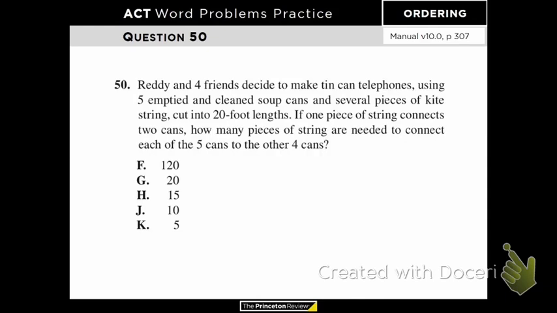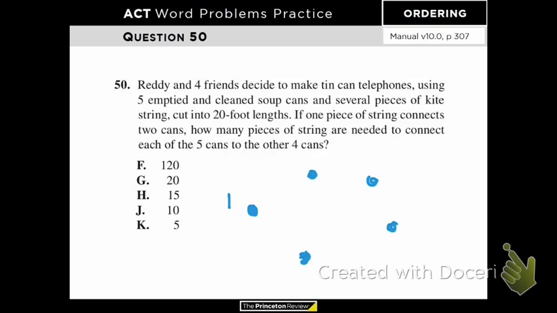Okay, so with this one, you might think to use that strategy we've been using with multiplication. But this one is not actually going to be using that because it's not how many different arrangements or orders can we do. It's just asking how many connections are there. So what I did is I just drew like 5 different cans, okay?